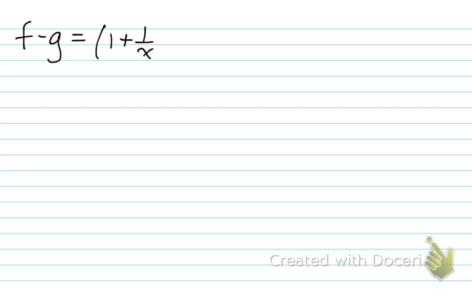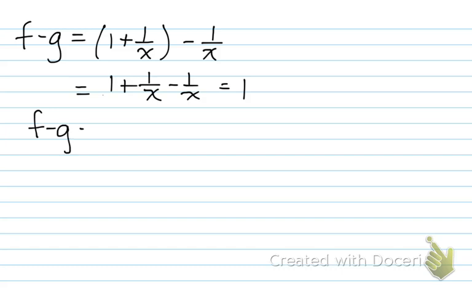Next, we're going to look at the difference of these two functions. Just like with addition, you have to have a common denominator here. These are the two terms that cancel out, and you're just left with the fact that f minus g is 1.